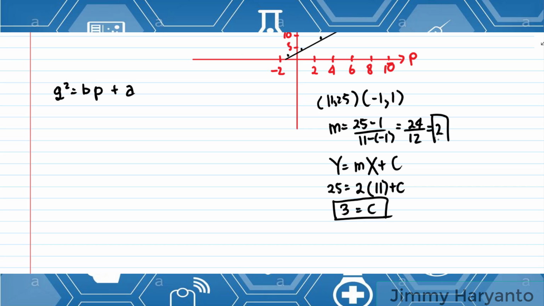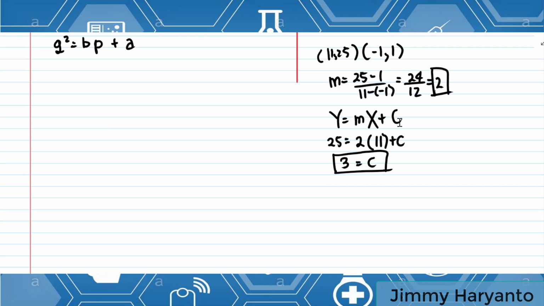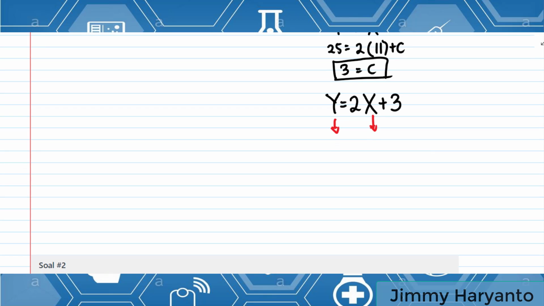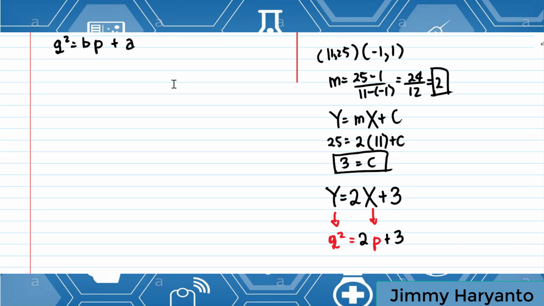Okay, now I have the gradient and c. So I can rewrite y equals mx plus c into y equals 2x plus 3. Do not forget to change the y and the x into the axes. The axes are q square and p. So I have to change this one into q square and this one into p. Copy the 2 and 3, and then you have to compare with this one.